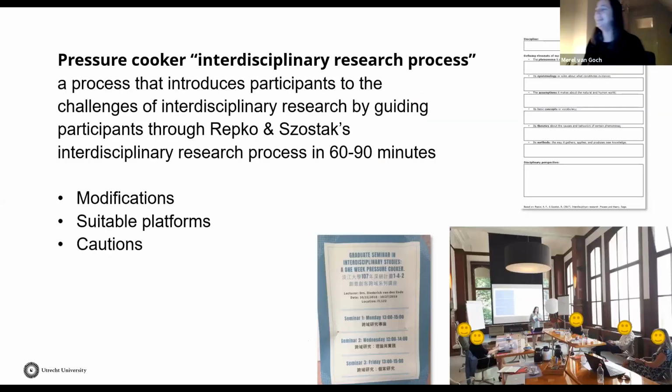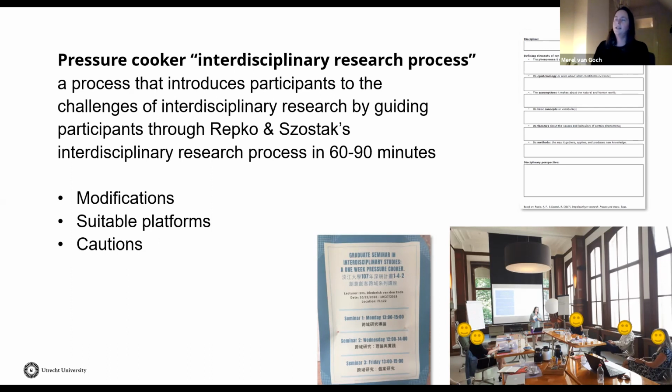Thanks. Yes, so we were asked to reflect on the pressure cooker in a certain way. So what are modifications that you can do when you want to make such a pressure cooker yourselves, suitable platforms and cautions when you're using this. So in terms of modifications, there's a lot you can do.